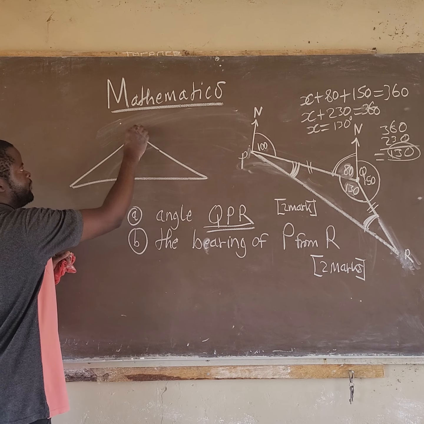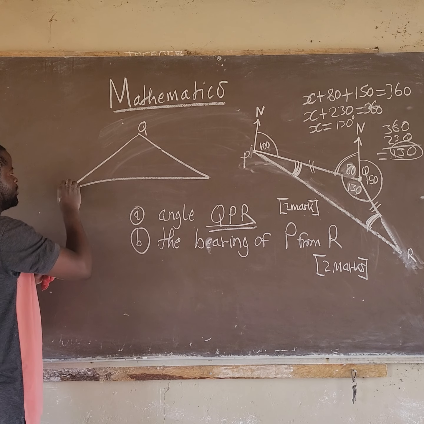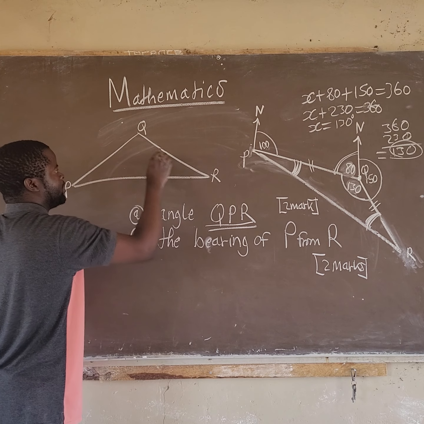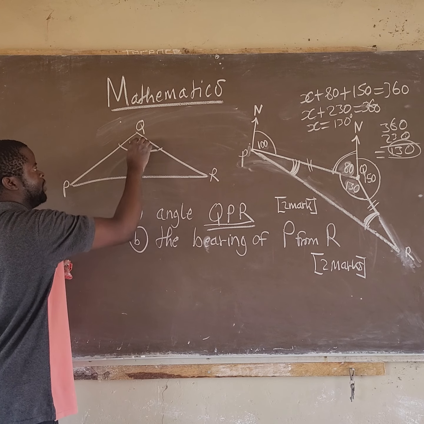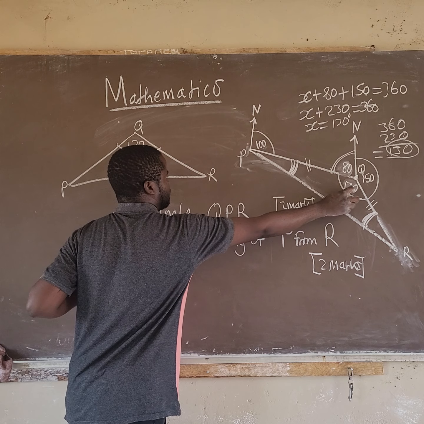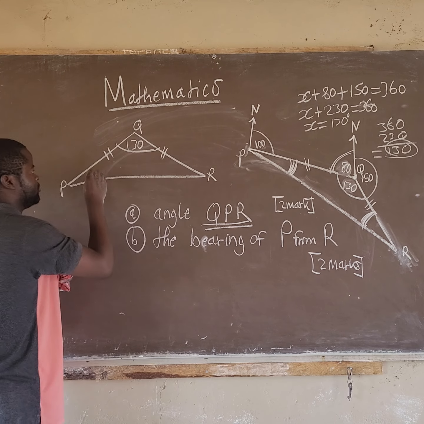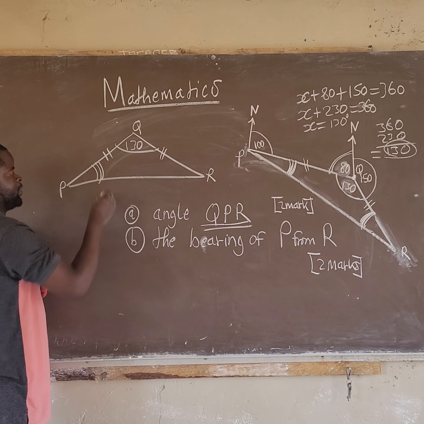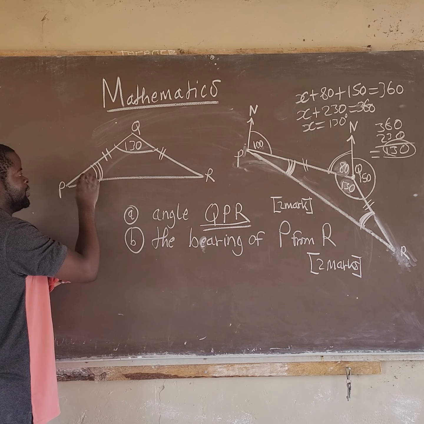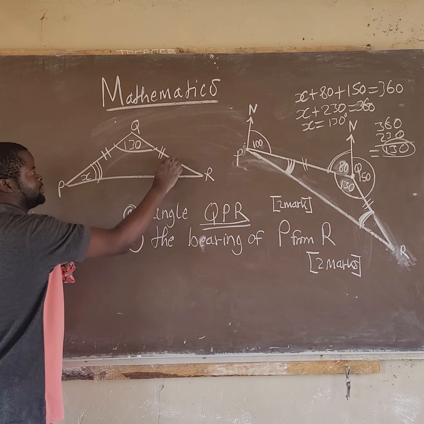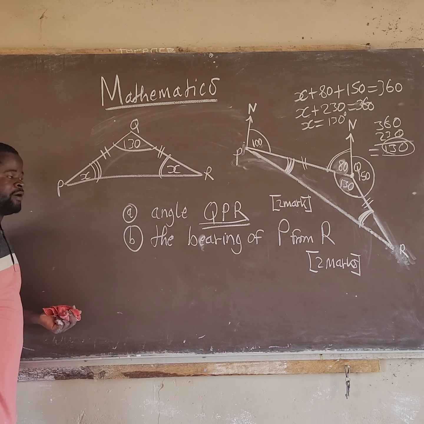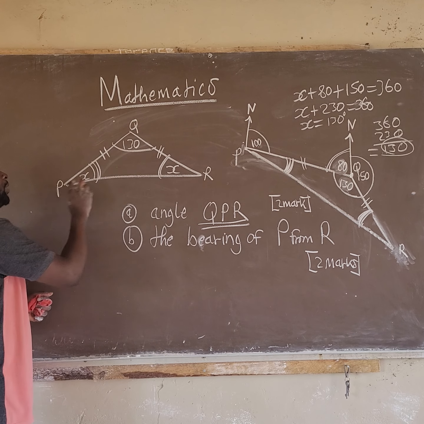So I'll say, if this is point Q, then this is my P, this is my R, then I've been given 130 here, which is the size of this angle. Then if this is an isosceles triangle, how am I going to get the size of this particular angle? Remember, this angle and this angle must be equal. Therefore, how can I get QPR?